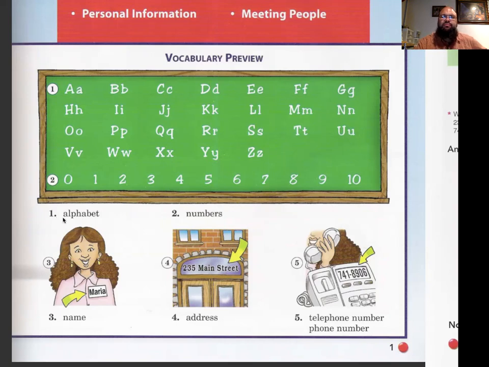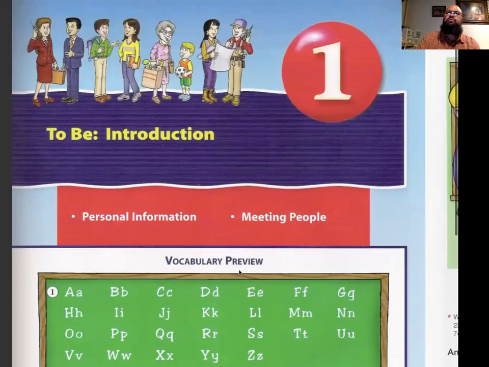Alphabet. Number two. Numbers. Name. Address. Telephone number. Or you can also say phone number. Let's move to the next page.